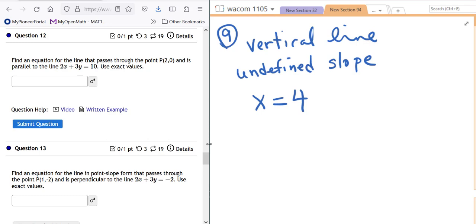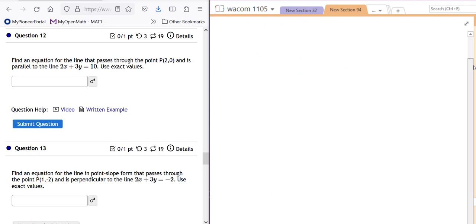All right. Both of these are asking for perpendicular. So we'll do one of them. And it's your slope you're going to have to work on. These are very similar questions, actually. So we'll do 12. Our point is 2, 0.